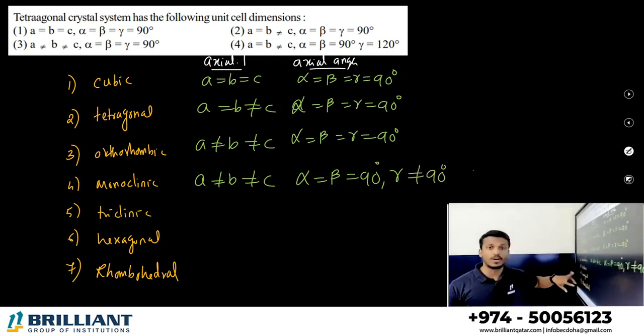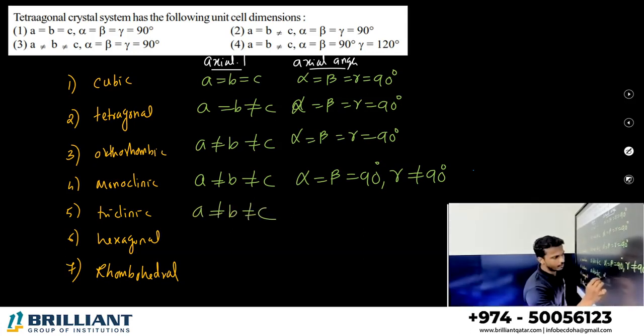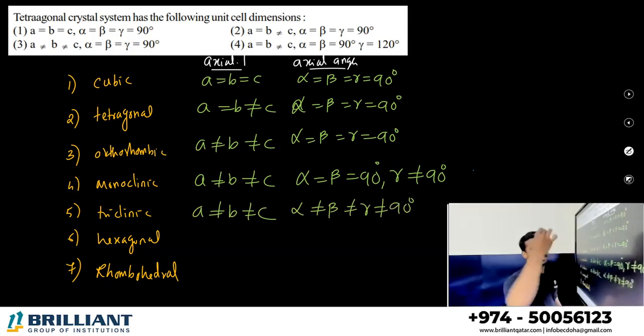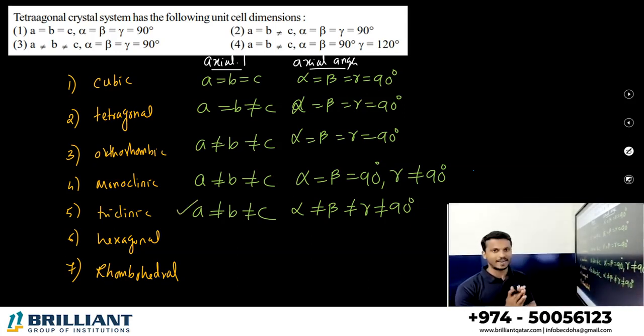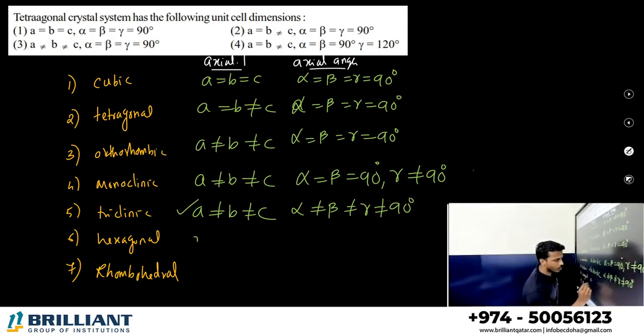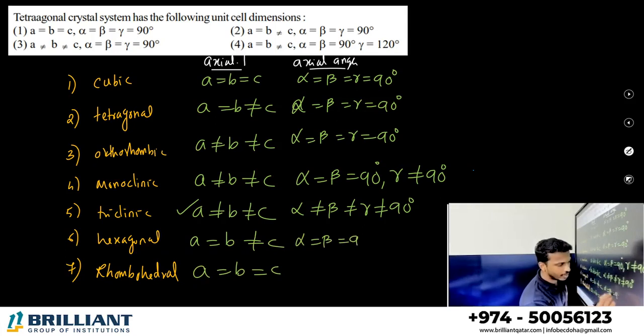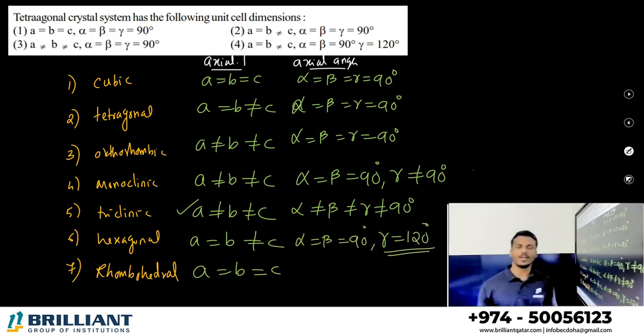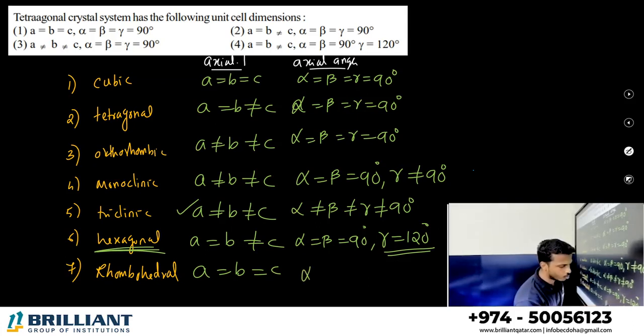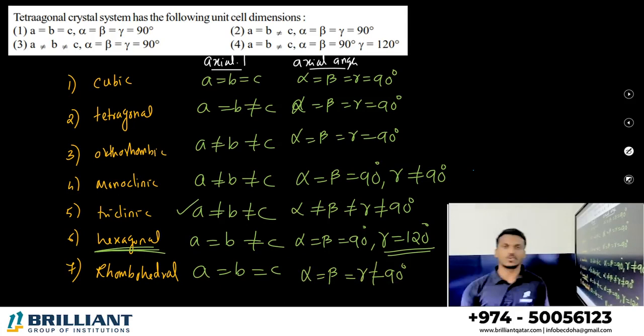Coming to the last, the third last one, triclinic. Triclinic, no question or no difficult, all are unequal. What is that? A not equal to B not equal to C, alpha not equal to beta not equal to gamma not equal to 90 degree. Hexagonal. Dear student, in triclinic system, all are unequal length, right? Now you make it one by one equal. Means A equal to B not equal to C, here all are equal. Here alpha equal to beta equal to 90 degree, gamma equal to 120 degree. Keep in mind, dear all, except 90 degree, one extra axis, 120 degree, we are studying only in the case of hexagonal system. Last one, rhombohedral, means alpha equal to beta, beta equal to gamma, but gamma not equal to 90 degree. So very important to know the 7 type of crystal system, this one.